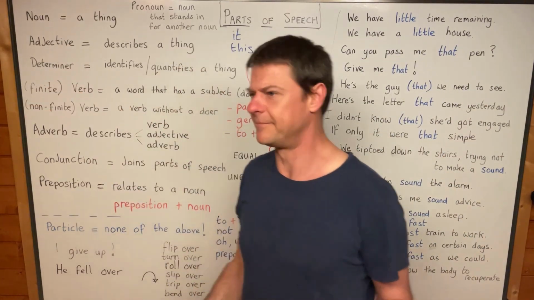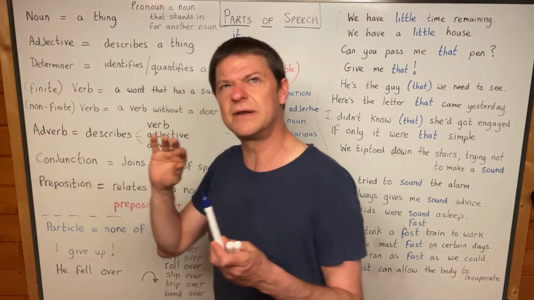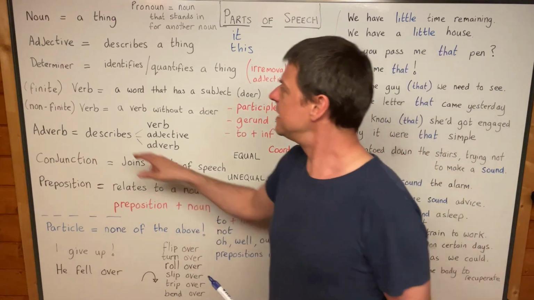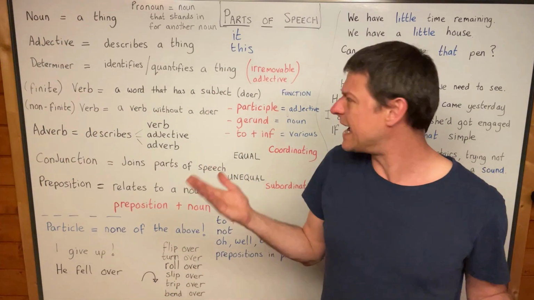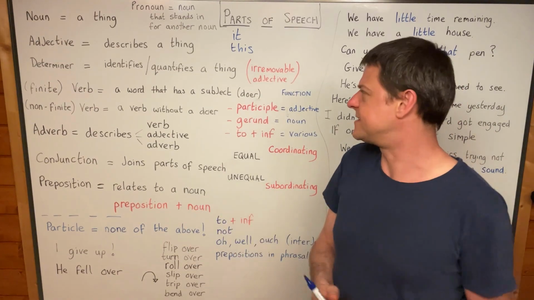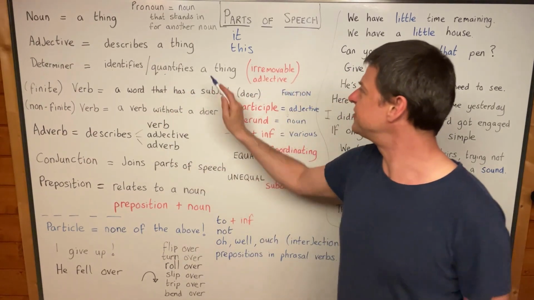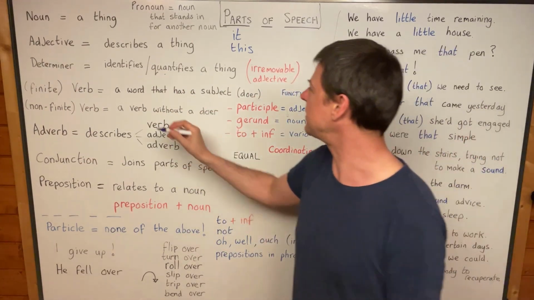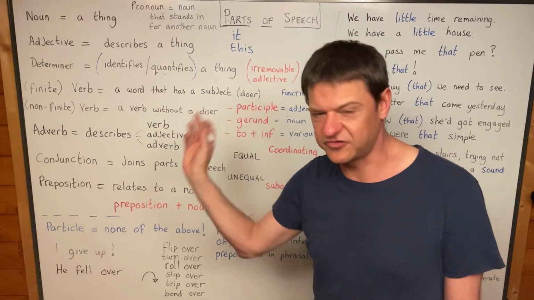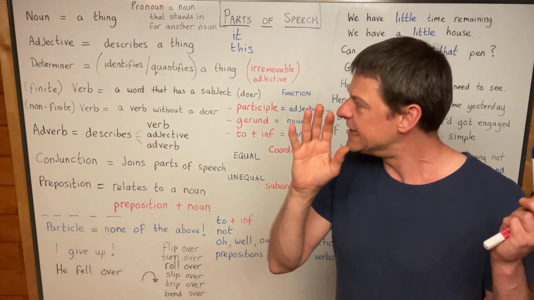Okay, what about determiner? What's this determiner? I think some languages don't have determiners or don't use them in the same way that we do in English. And a determiner is kind of like an adjective, and that's why I've put here irremovable adjective. Now, why do I say that? I say that because a determiner identifies or quantifies a thing. And some of you might straight away think, well, hang on, if it's identifying or quantifying a thing, it's describing a thing, so determiners are adjectives. And you would be right in a way.